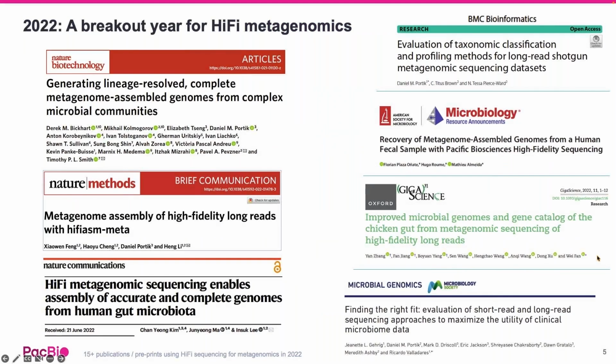So 2022 is really a breakout year for HiFi in regards to metagenomics, and this spans across a variety of shotgun metagenomics, whether it be assembling MAGs or for taxonomic or functional profiling. And this is across a variety of different sample types as well. And so just in 2022, there were 15 plus highlight publications showcasing this application for HiFi, and many more publications that focused on amplicon sequencing, such as full-length 16S or full-length fungal ITS.